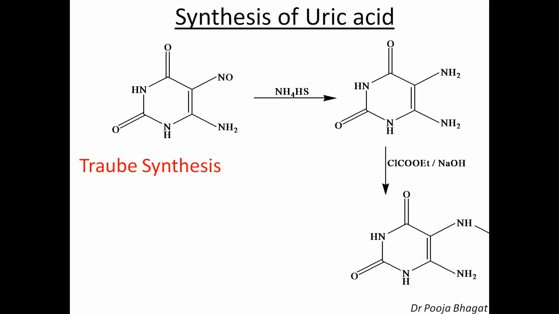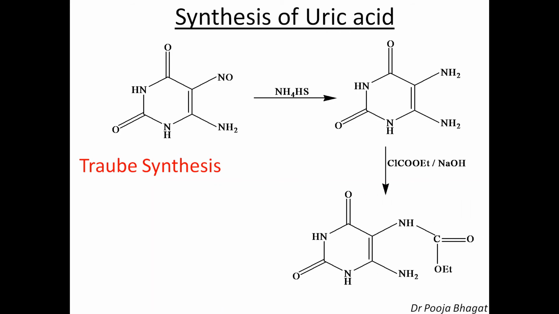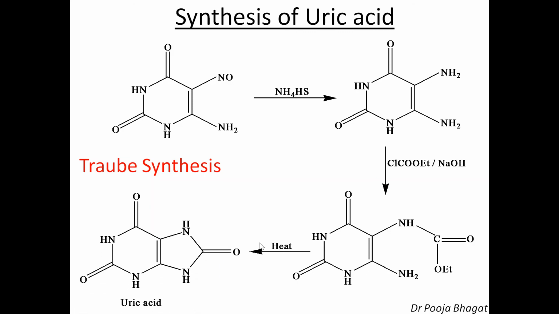By treating it with ethyl chloroformate, the ester group is introduced, and then when you heat it, as you can see, OEt from here, H from here goes out as ethanol, and you get uric acid. So I hope this Traube synthesis is clear to everyone. Now one more thing, if we treat it with urea, you can see here NH2, NH2. In a urea molecule, NH2, CO, NH2. So 2 NH2 here, 2 NH2 here. So loss of an ammonia molecule from here, loss of an ammonia molecule from here, and you get uric acid.